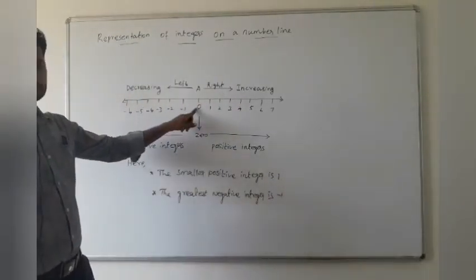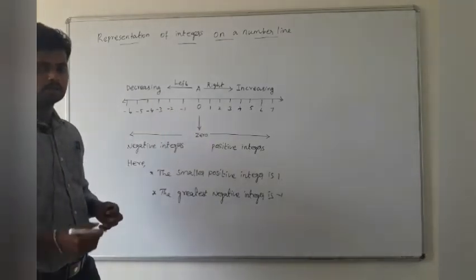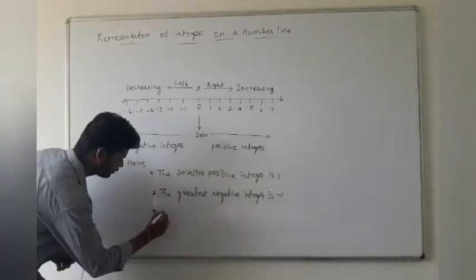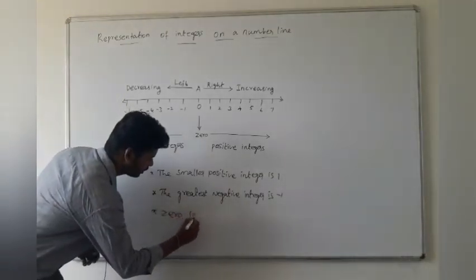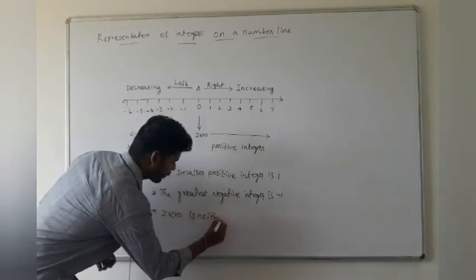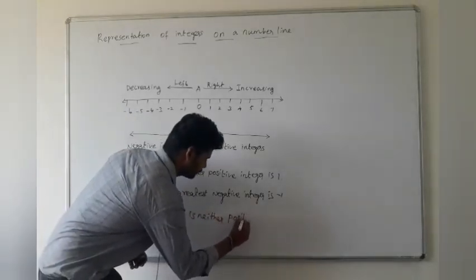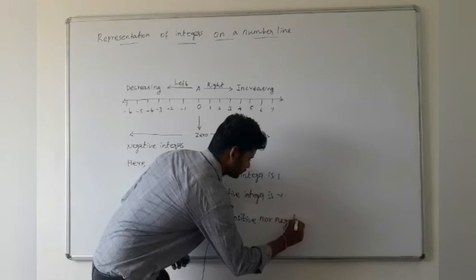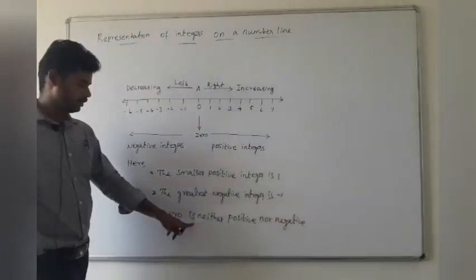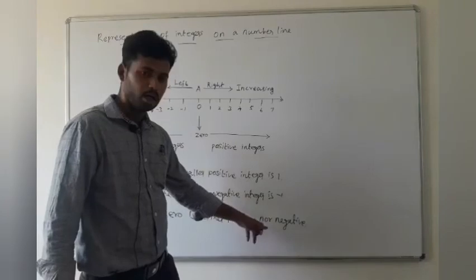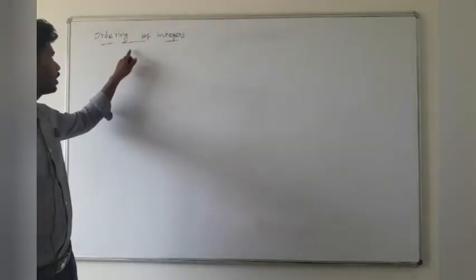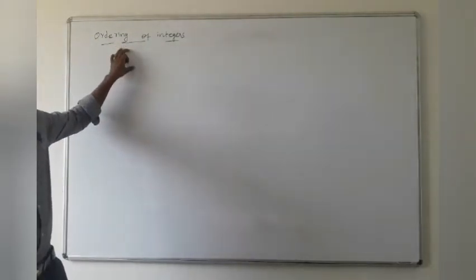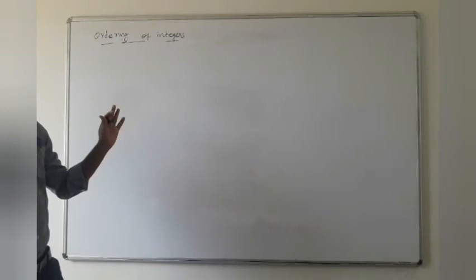Okay. Next is 0. Is 0 positive or negative? Positive integer or negative integer? 0 is neither positive nor negative. Next topic, ordering of integers. What is meant by ordering of integers? You know increasing order and decreasing order?